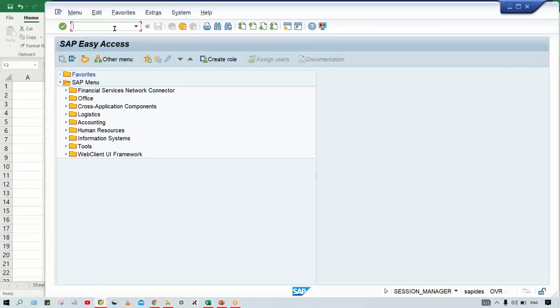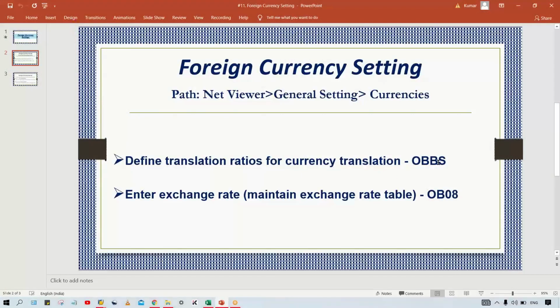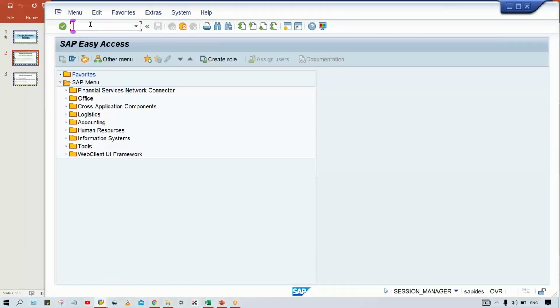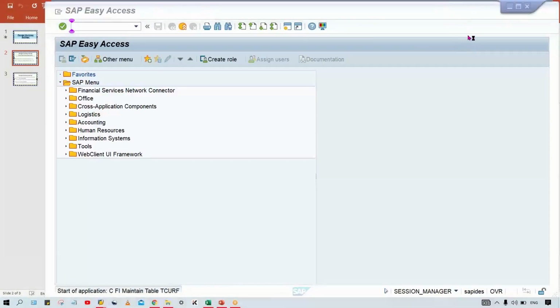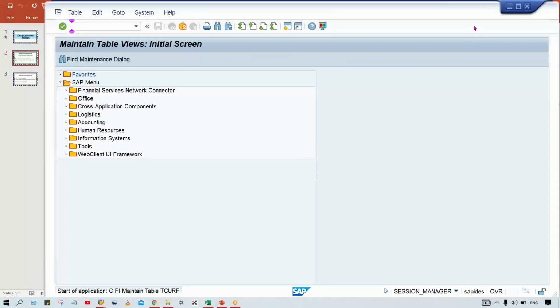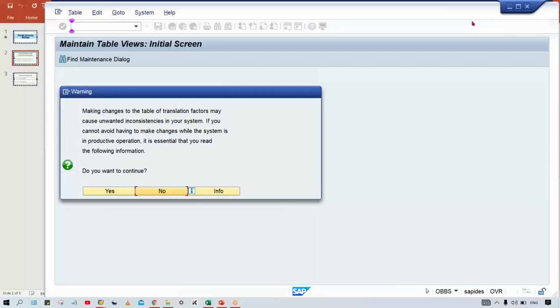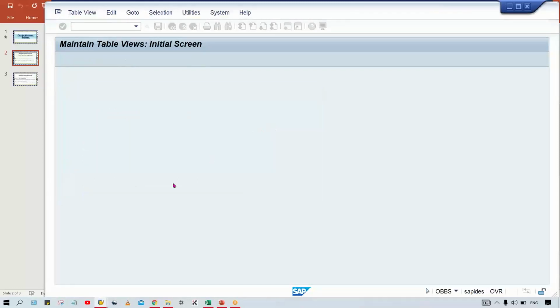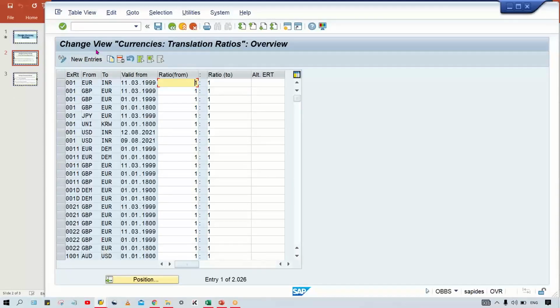Now here, first of all, what do we have to do, guys? If you talk about the configurations, you must maintain the translation ratio. OBBS is the transaction for the translation ratio. Why are we maintaining it? That you need to understand. So here, make it yes and click on new entry.